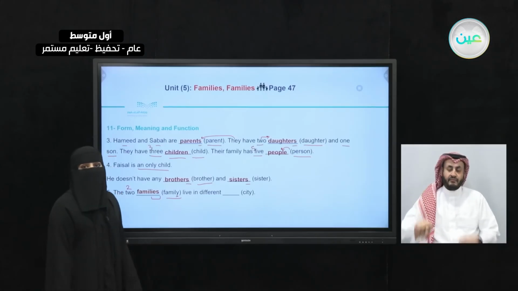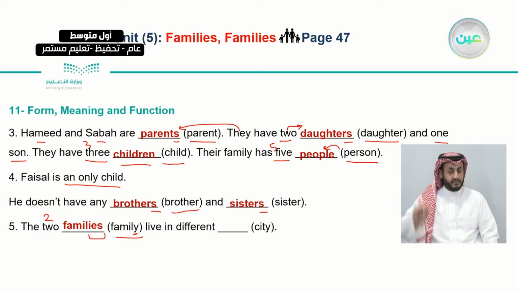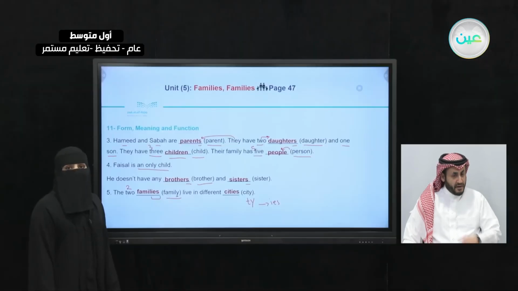City is a regular noun, but in this case, how should I add the S? Remember, we have a sign right here: city ends with a Y. But what's the letter before the Y? It's a consonant, T, right? So what should I do in this case? Good job. I change the Y into an IES. Cities. How was that? Good.